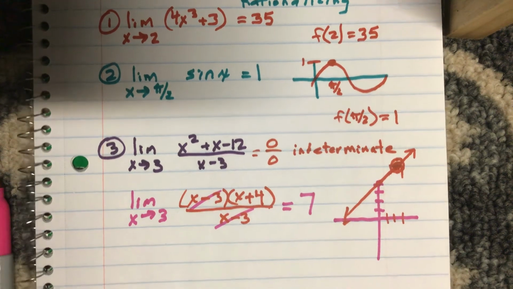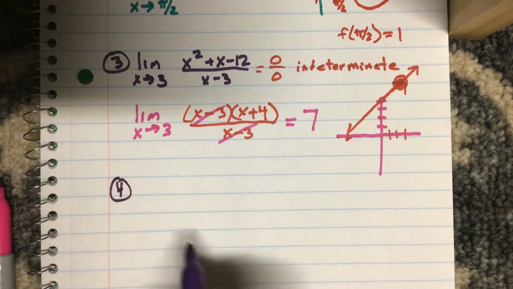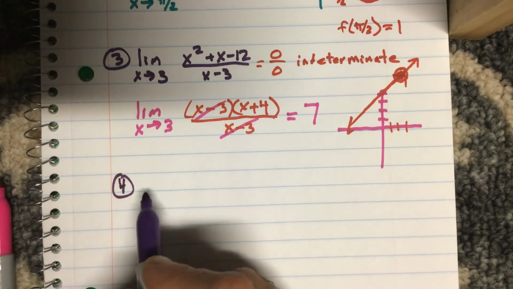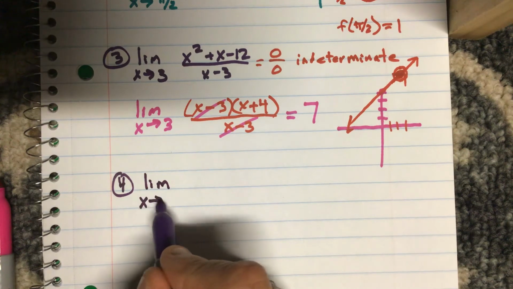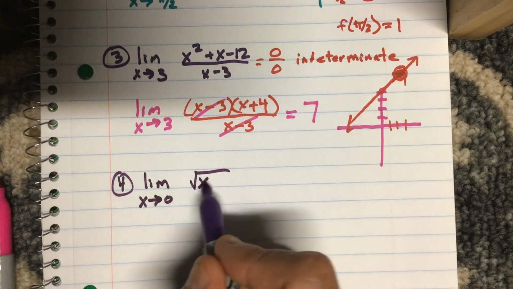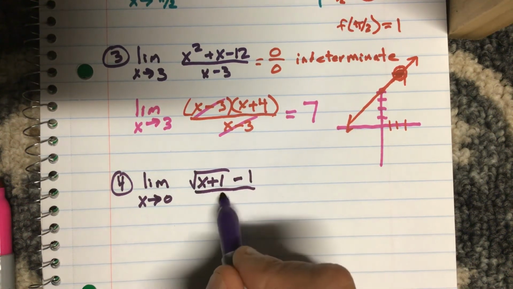And that's factoring. And now we just have one left, that's rationalizing. And you can rationalize a numerator or a denominator. It doesn't matter which one. It depends on the case. So here's a limit as x approaches 0 of the function square root of x plus 1, minus 1, over x.